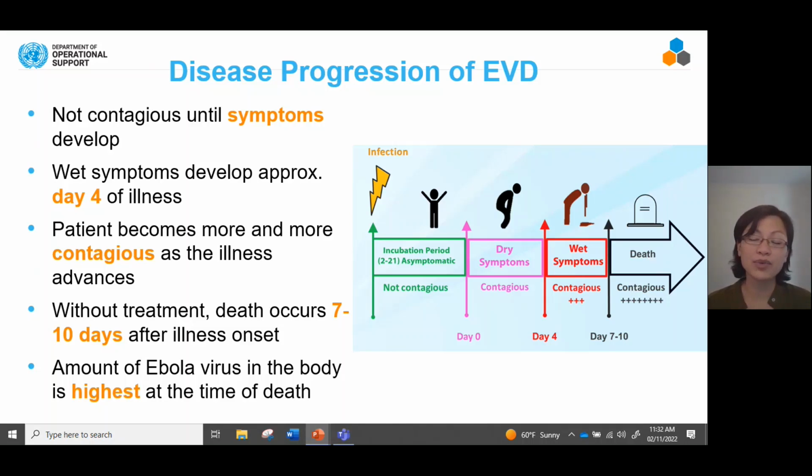And that's why we need to pay attention to how you manage the body of a dead person with Ebola, as well as having safe burial practices.